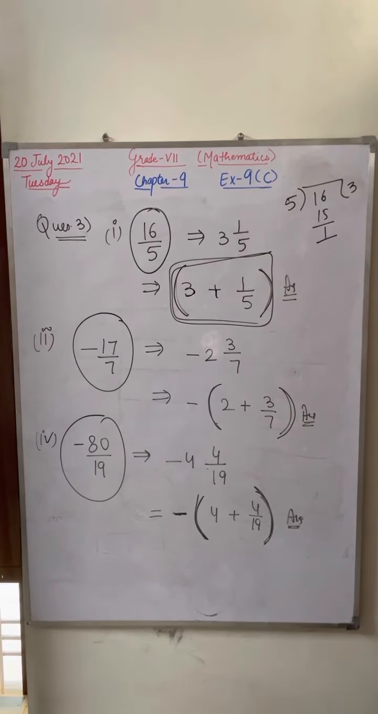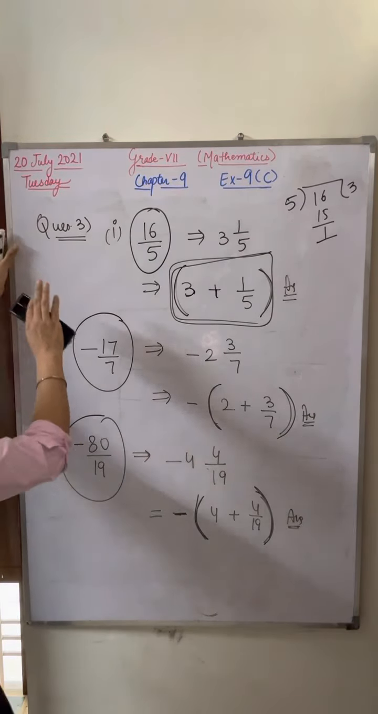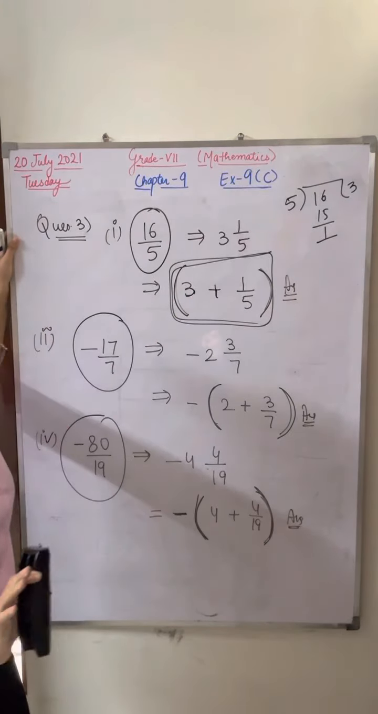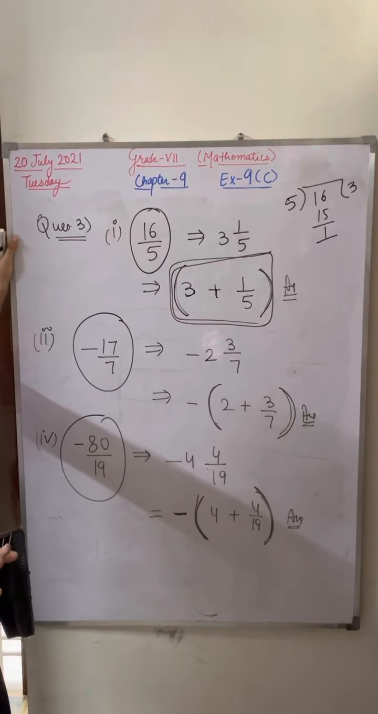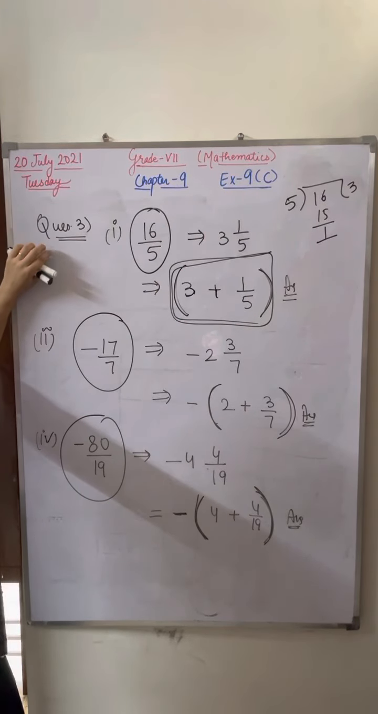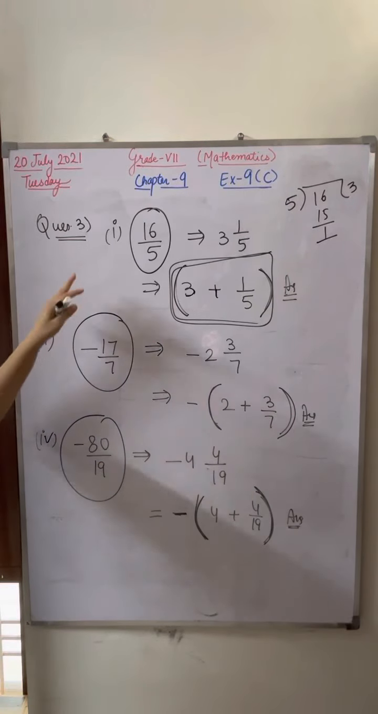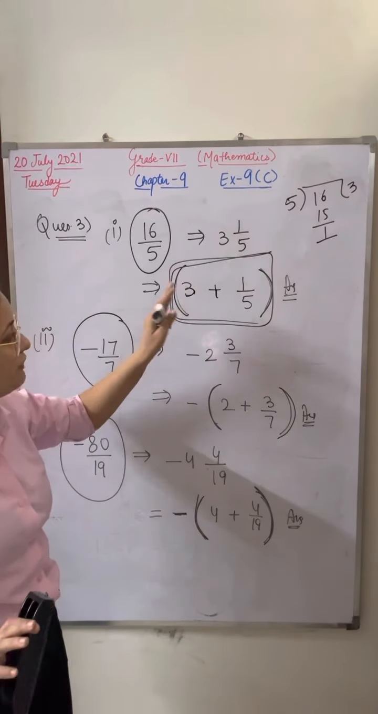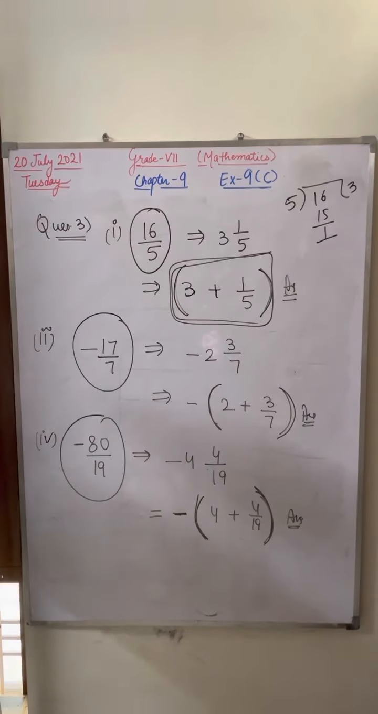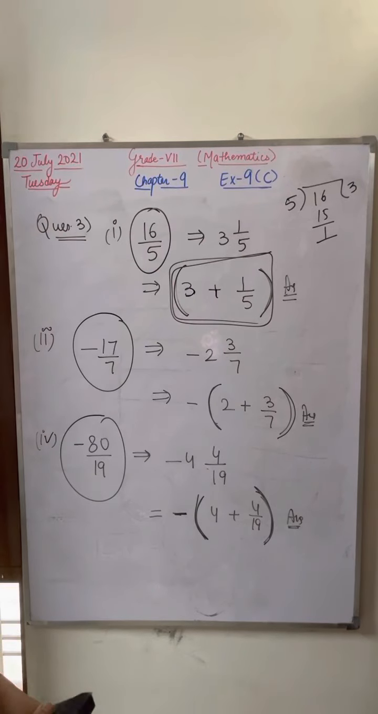Let me start the next concept. Now with these three questions, your exercise 9C is complete. Right? 9C has a total of 3 questions. Till the second we did yesterday, so the third was the question which I have discussed today. You have to show the question in the form of addition of an integer and a rational number. So these are the steps. If you have missed anything, you can see the video once again.